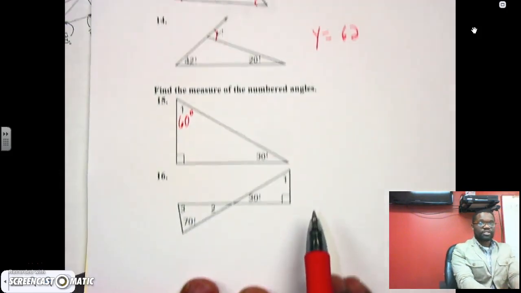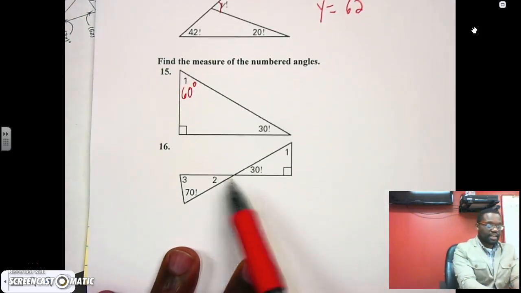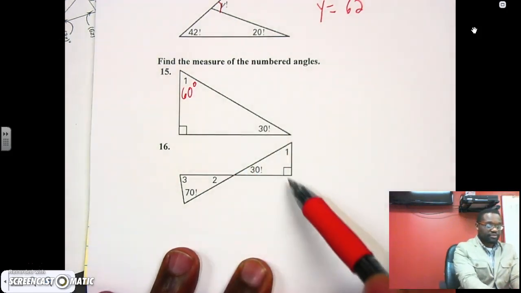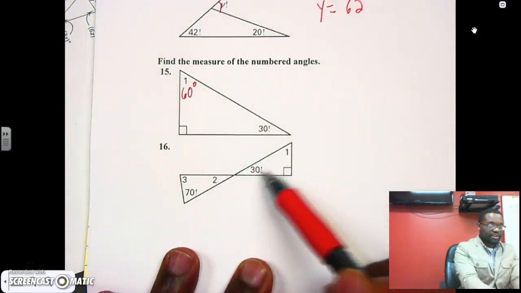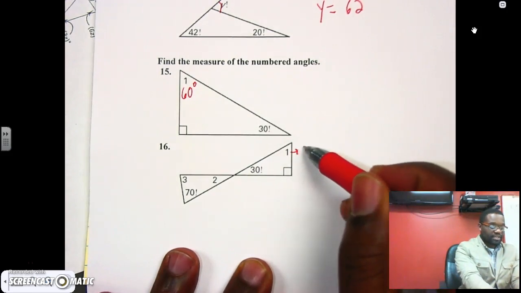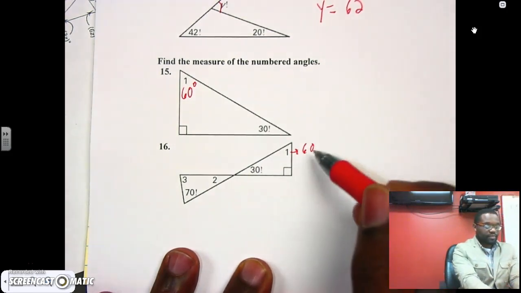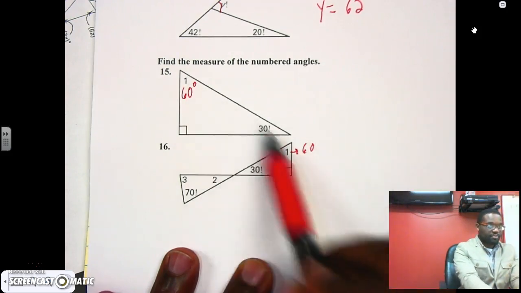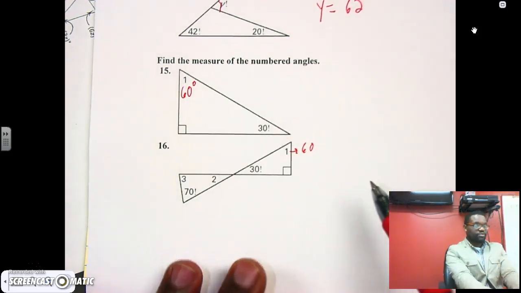Now let's look at number 16. We need to find angles 1, 2, and 3 here. We just did one just like this one. If this one is 90 and this one is 30, then number 1 has to be 60. Okay, 60 and 30 make 90. Okay, you can look at it that way. If I know that both of those have to equal 90.